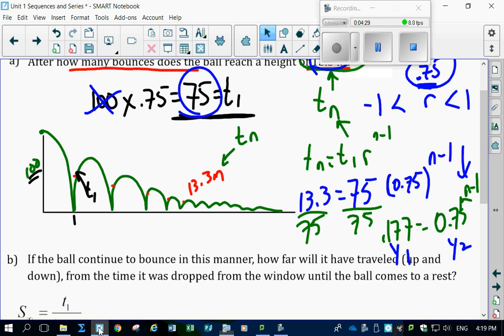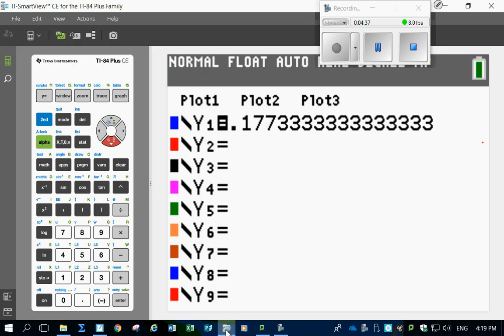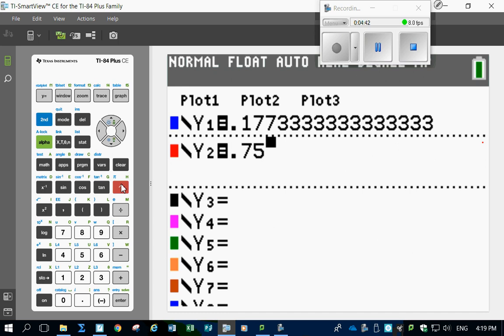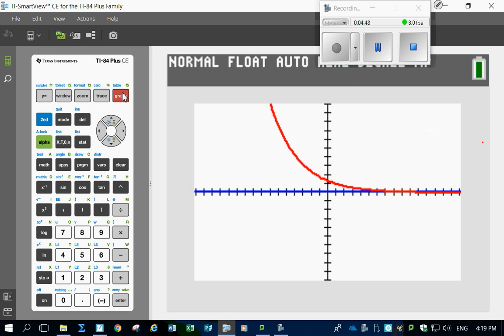Do you remember the second part? The second one is over here: 0.75 to the power of n, or just x, minus 1. There it is. Graph this, and you're going to get something that looks like that. But you can see that they're intersecting right around here somewhere. Okay, so find that intersect.